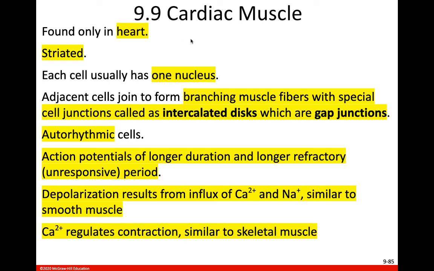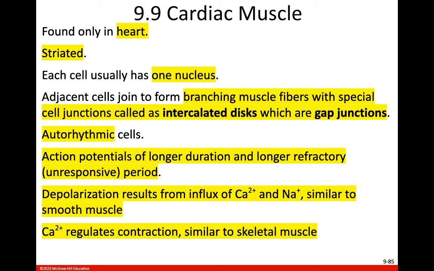Also, cardiac muscle has action potentials that are longer in duration than that of even smooth muscle, and definitely longer than that of skeletal muscle, and so you have a longer refractory period. And remember, the refractory period is just a period during which the cell membrane cannot respond to sodium ions again. So in cardiac muscle, you have a longer refractory period, a longer period during which the cell membranes of the cardiac muscle cells cannot respond to sodium.